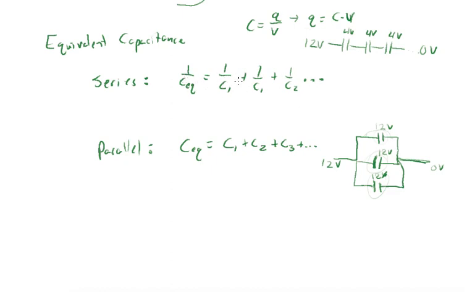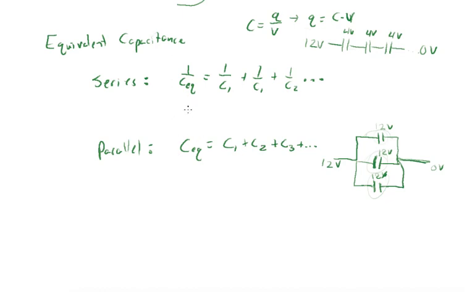Okay? Add reciprocals, overall reduction. Adding them up just straight, overall increases. Capacitors in series reduces, add the reciprocals. Capacitors in parallel increases capacitance, add them up. Okay? And then think back to resistors. Resistors in series increases resistance, add them up. Resistors in parallel decreases resistance, add up the reciprocals.